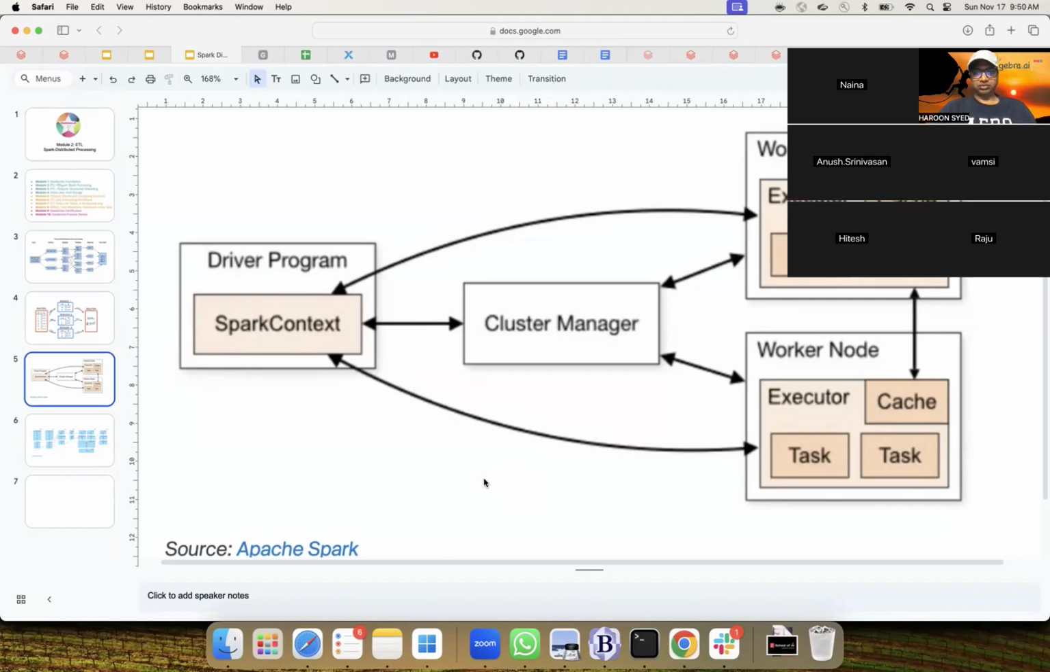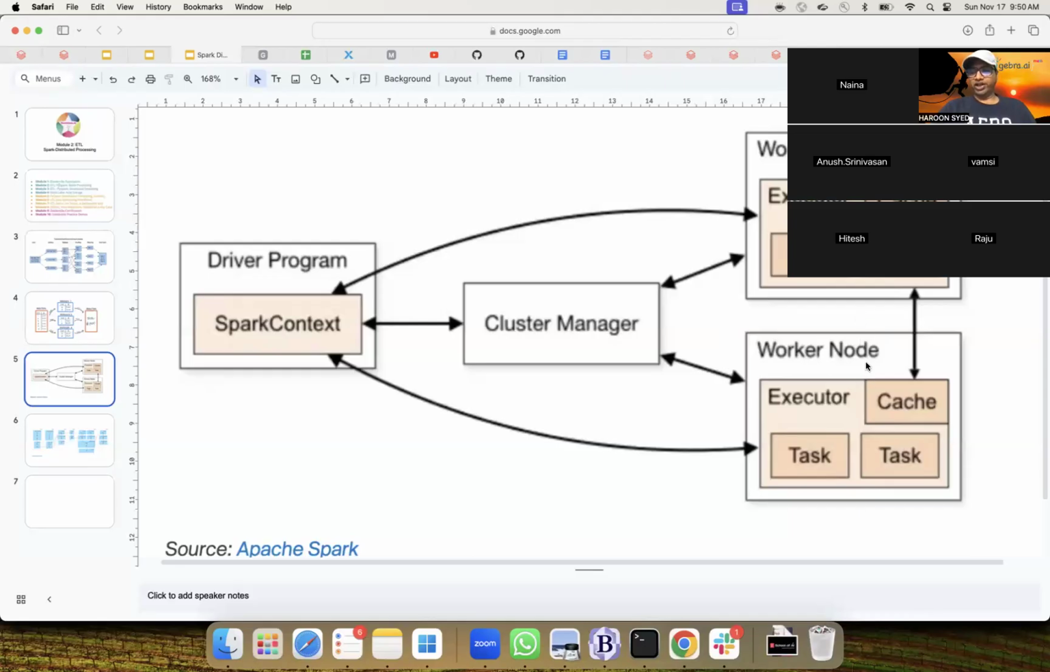So Spark context will take the DAG. Will it form the DAG, or does the cluster manager form the DAG? No, the driver, our cluster manager does not do anything except manage the workers and master, the communication between the worker and the driver, and between the worker nodes.